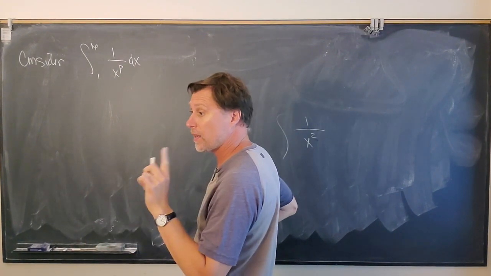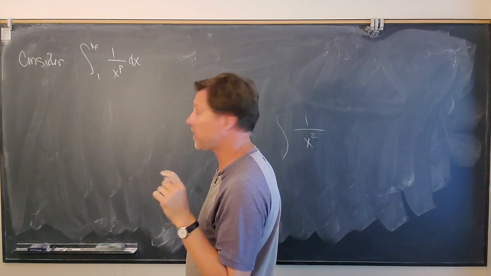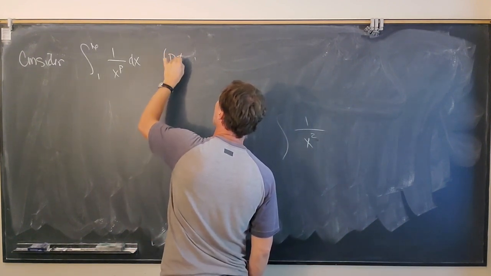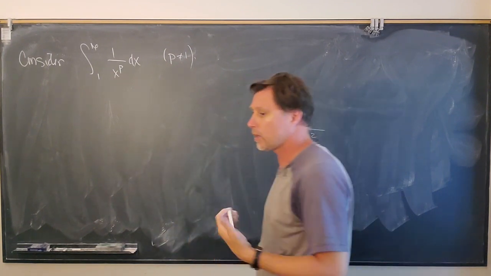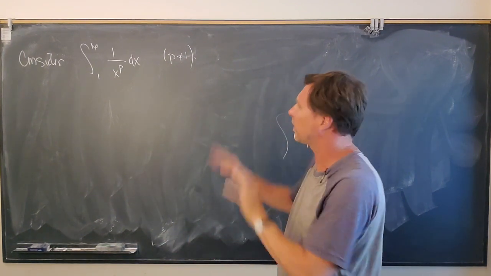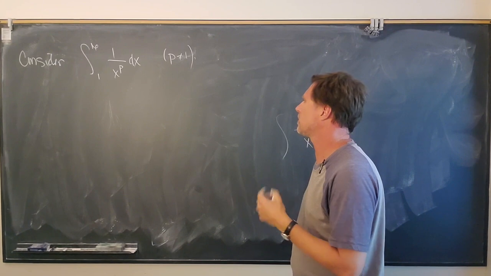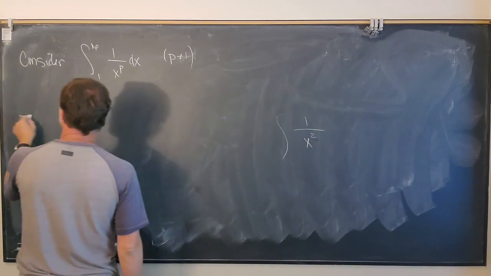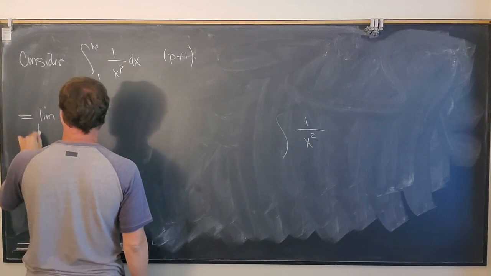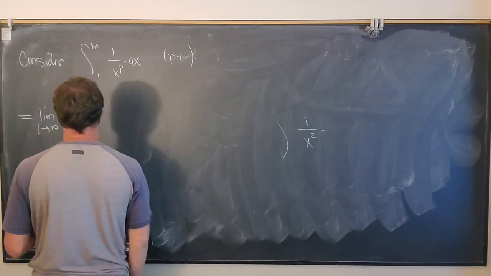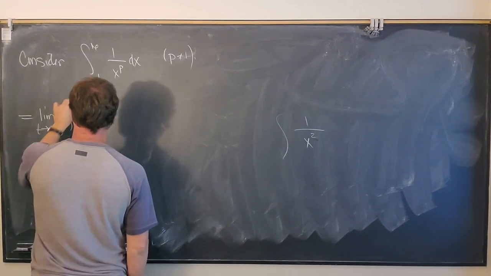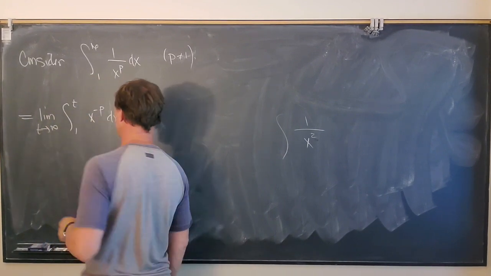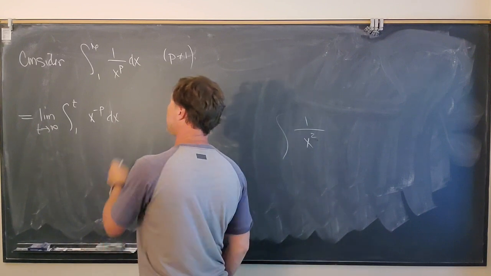We know that it diverges in one particular case when p equals 1. So let's assume p not equal to 1, because we already know the answer there. We also know it for 2, but 1 somehow is a special case. So if we rewrite this as a limit, this is the limit as t goes to infinity of the integral from 1 to t, let's write that as x to the minus p dx, and then compute the antiderivative.